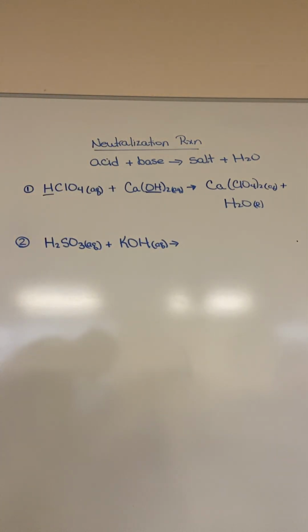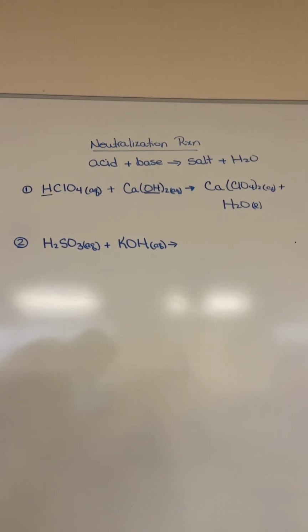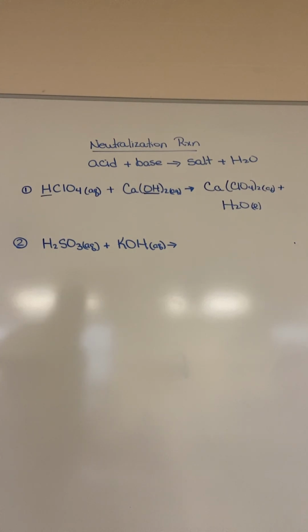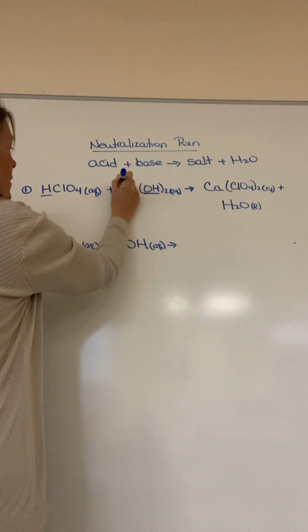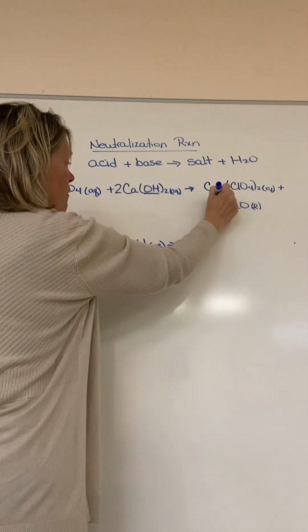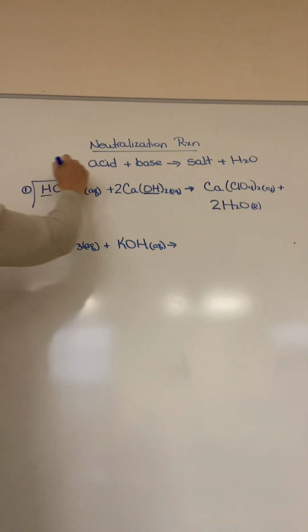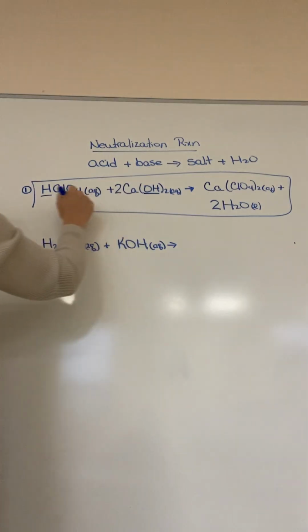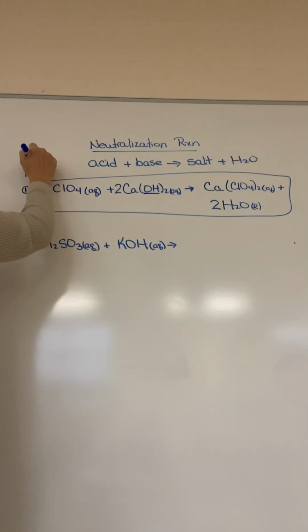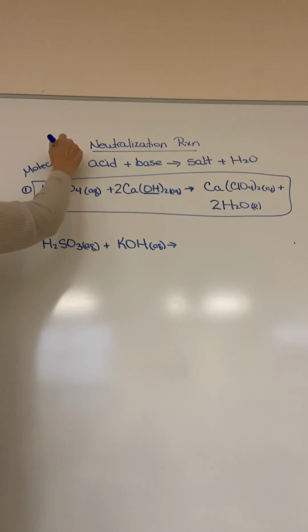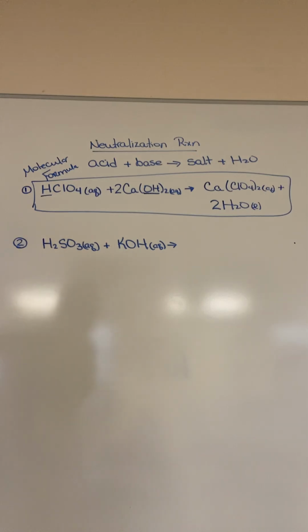Now, when you get done with these, it's really important that you make sure that you balance them. This one is already balanced. No, it's not. This one is not balanced. In order for this to be balanced, we'll have to place a coefficient 2 here and a coefficient 2 there. Now we're balanced. Okay, so this is an example of a very simple neutralization reaction, and this is the molecular formula. From this molecular formula, you will be asked to write the complete ionic and the net ionic equations as well.